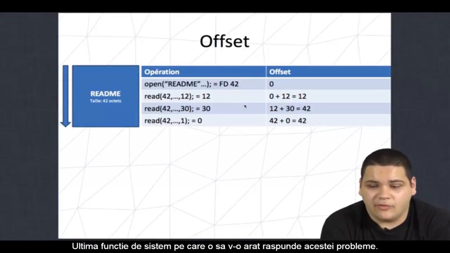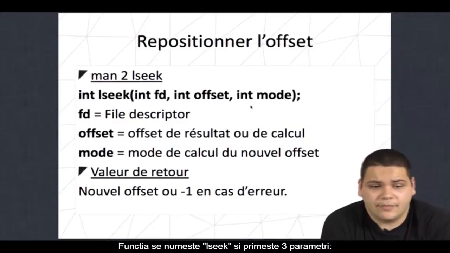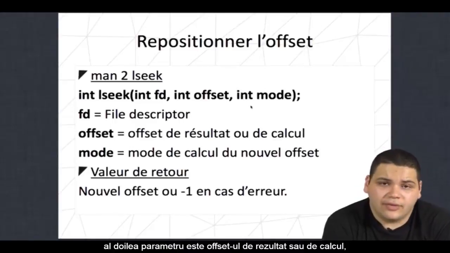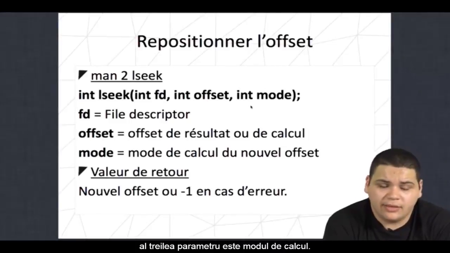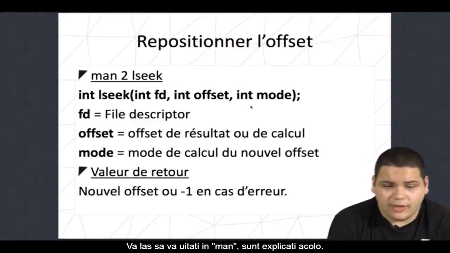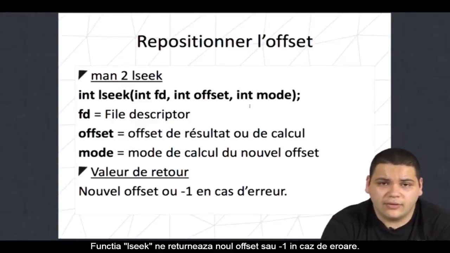The last system call I'll show you will answer this question. It's called lseek. Lseek takes three parameters. 1, the file descriptor in question. 2, the offset of the result or calculation. 3, the mode of calculation. Have a look in its man, it's all explained there. Lseek returns the new offset or -1 in case of an error.